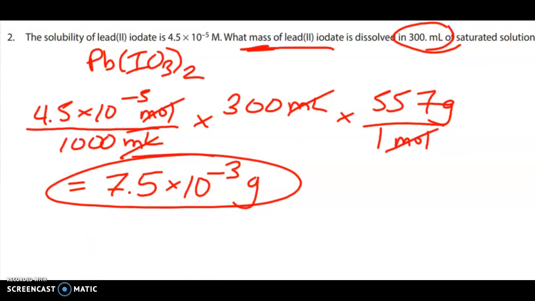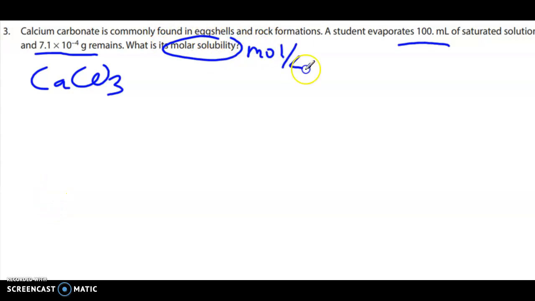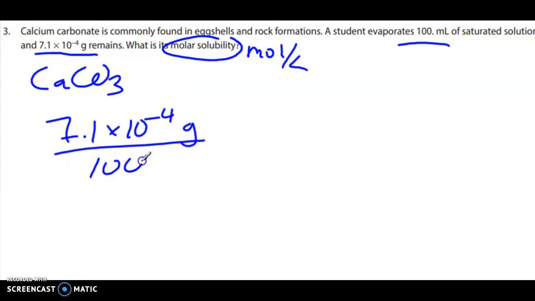Okay, so our last practice problem that we are dealing with here, we have calcium carbonate is commonly found in eggshells and rock formations. So calcium carbonate, there's our formula. And a student is evaporating 100 milliliters of a saturated solution and 7.1 times 10 to the negative 4 grams remains. What is its molar solubility? Okay, so we have 7.1 times 10 to the negative 4 grams that is in 100 milliliters of solution, right? So this is like our original saturated concentration. And really we want to solve this in moles per liter.